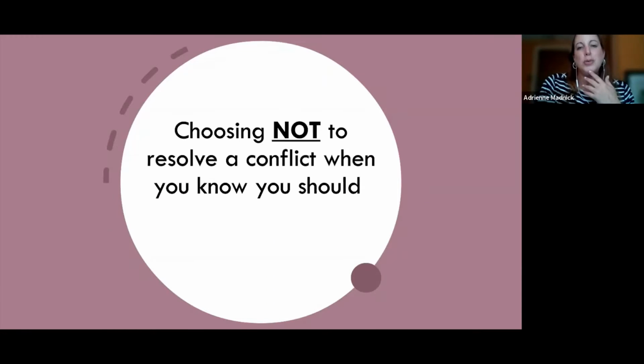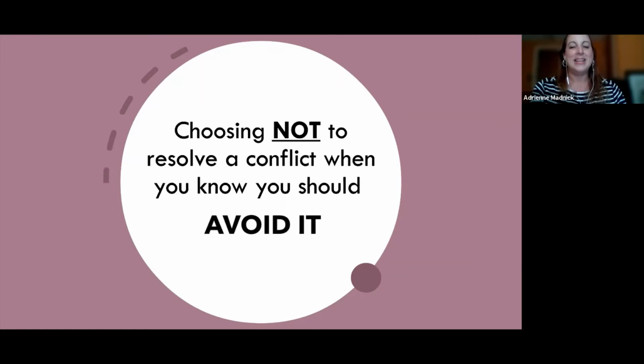All right. So this next one is choosing not to resolve a conflict when you know you should. I could see a bunch of people would probably choose this option. I'm not going to do anything about it, I'm just going to hope it'll work itself out. This one is called avoiding it. So write down, avoid it. Choosing not to resolve a conflict when you know you should. Just trying to ignore it and be like, no, it's not my problem, or it is my problem, but I'm just going to pretend it's not, and hopefully things will work out for the best. We'll see.